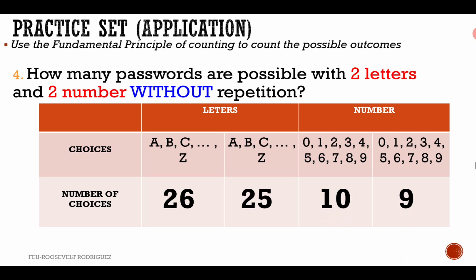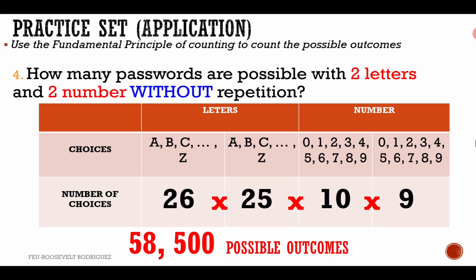Okay, so para makuha natin yung total number, just multiply all of this set of values. So we have 26 times 25 times 10 times 9. So with use of our calculator, masimplify natin siya. So the answer is 58,500 possible outcomes. So that is the dependent event, and yung pagkakaiba niya sa independent event.